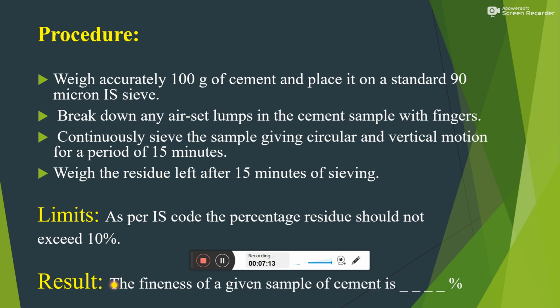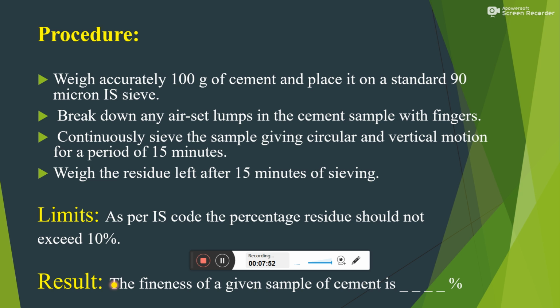Do the sieving for 15 minutes, in a circular motion. After sieving for 15 minutes, whatever residue is left over, we need to weigh it. The finer particles smaller than 90 microns will pass through, right? The residue which is left over should be weighed, and note down the weight.